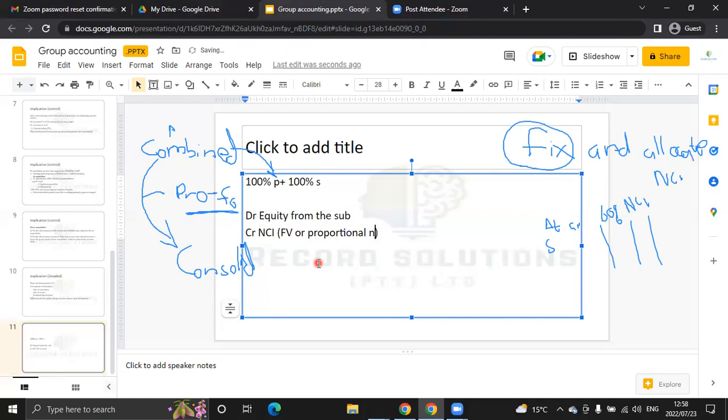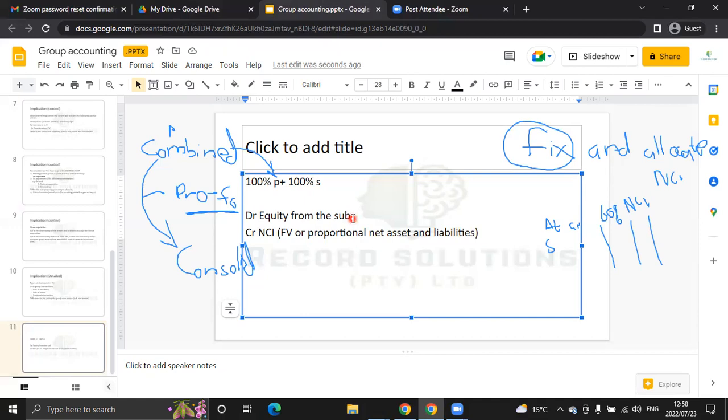So proportion of net assets and liabilities, and I'll explain how you get this one. So proportion of the net assets and liabilities at acquisition. Now, where do you get this proportion of net assets and liabilities? This is basically the net assets and liabilities. So that equity that we debited, that's the net assets and liabilities, right?